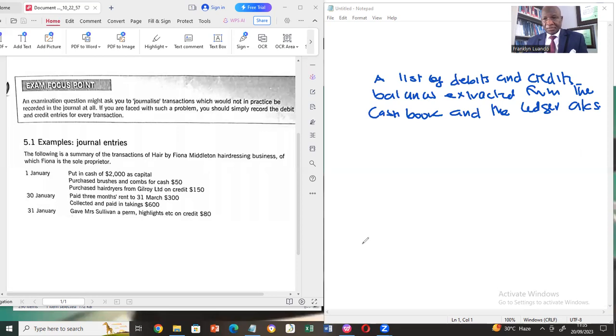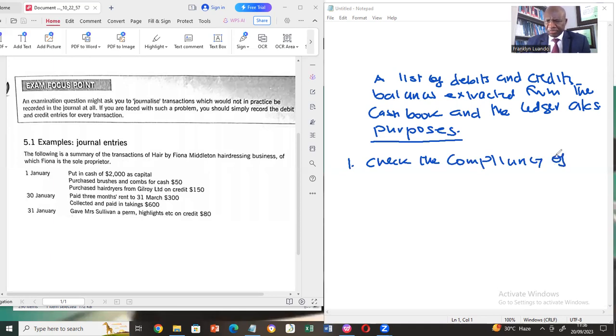So the ledger is the main book of accounts in which the double entry is completed. Now, I want you to understand the purposes of preparing the trial balance. I want you to understand the reasons why the trial balance is prepared. One is simply to check the compliance of the double entry concept.